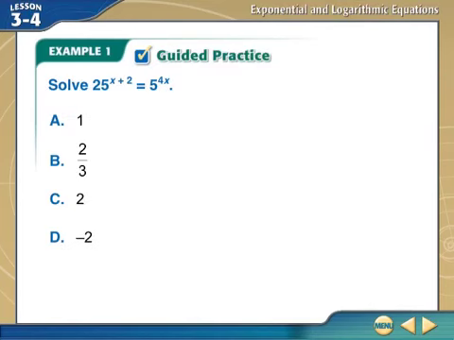In example 1 guided practice, you're asked to solve 25 raised to the x plus 2 is equal to 5 raised to the 4x. I would like you to try and apply the one-to-one property that we have discussed in the previous examples and work out your solution, and then choose either A, B, C, or D as your solution and then press submit.